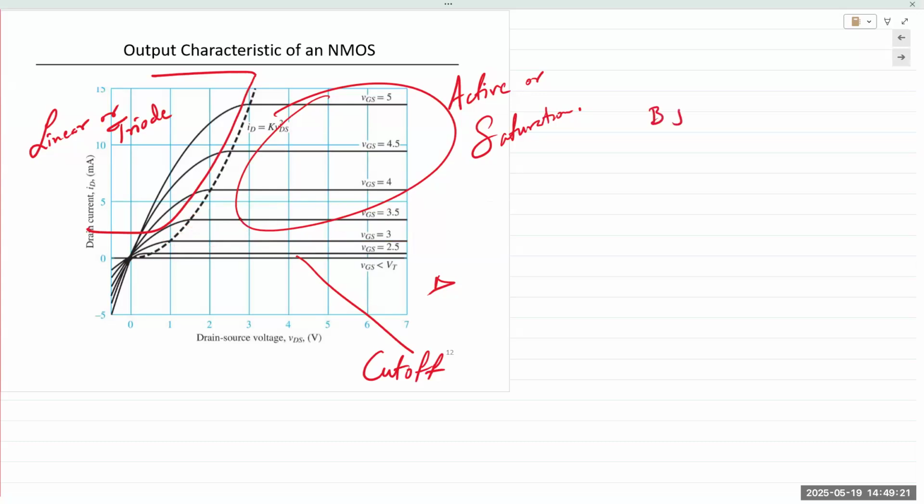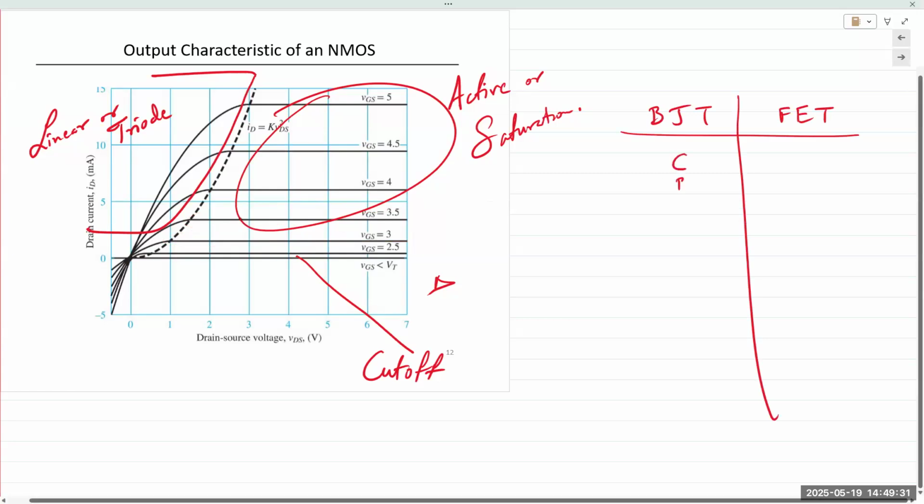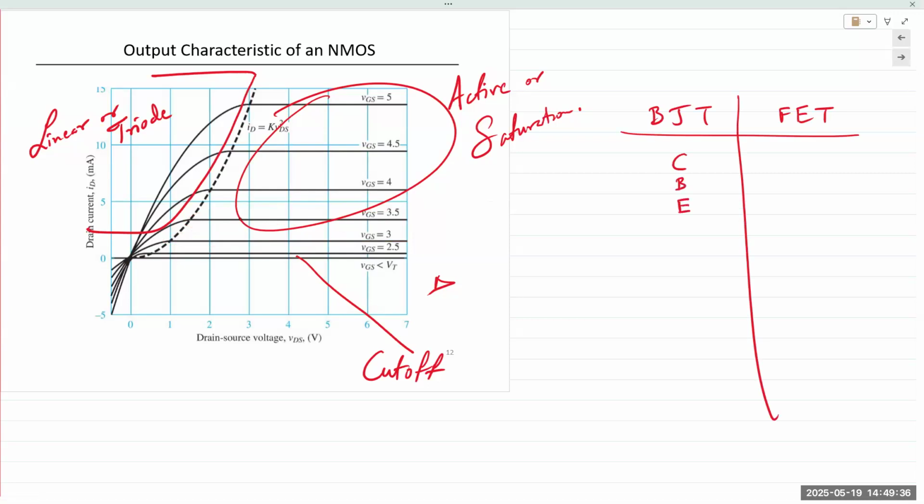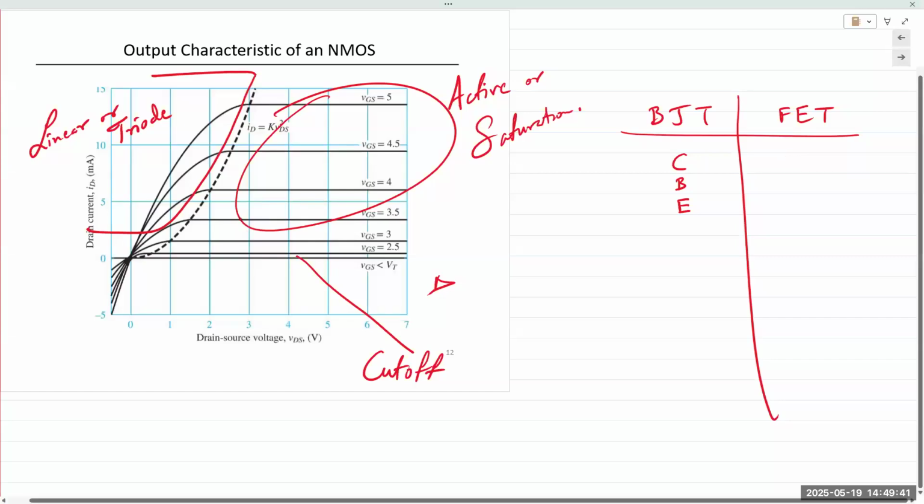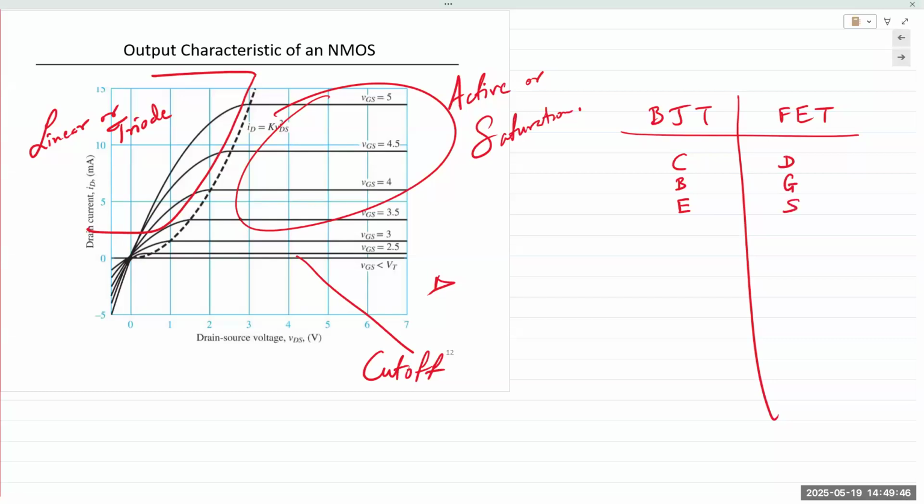So the BJT has terminals collector, base, emitter. We can make a certain kind of analogy between the FET and BJT, where you have the drain, the gate, and the source. In the BJT, we have the output collector current, IC. In the MOSFET, we have the drain current, ID, as the output current.